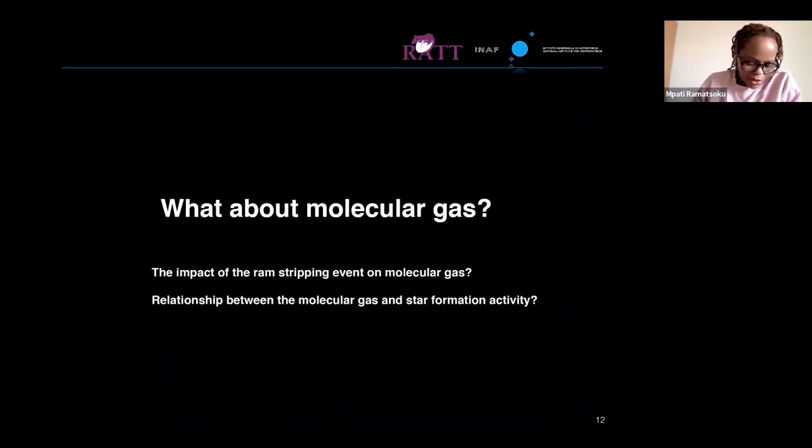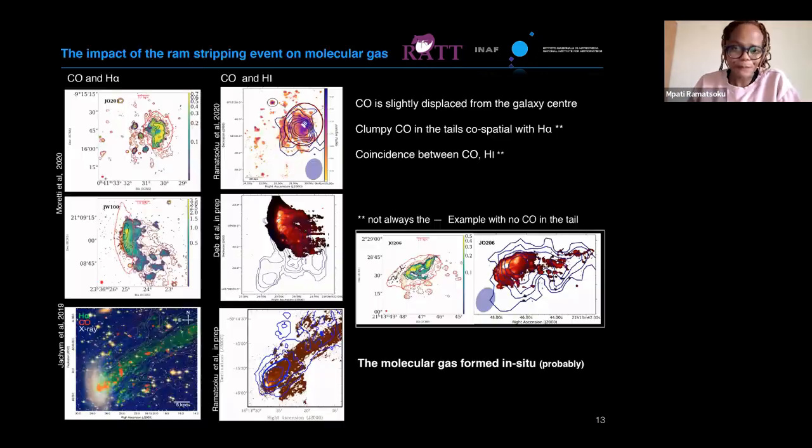And you might be asking yourself, okay, well, that's well and good, but you still haven't spoken about molecular gas. After all, galaxies form from the dense molecular gas, which is fueled by H1. So then we ask the same questions. What is the impact of ram pressure stripping on molecular gas? What's the relationship then between molecular gas and star formation activity?